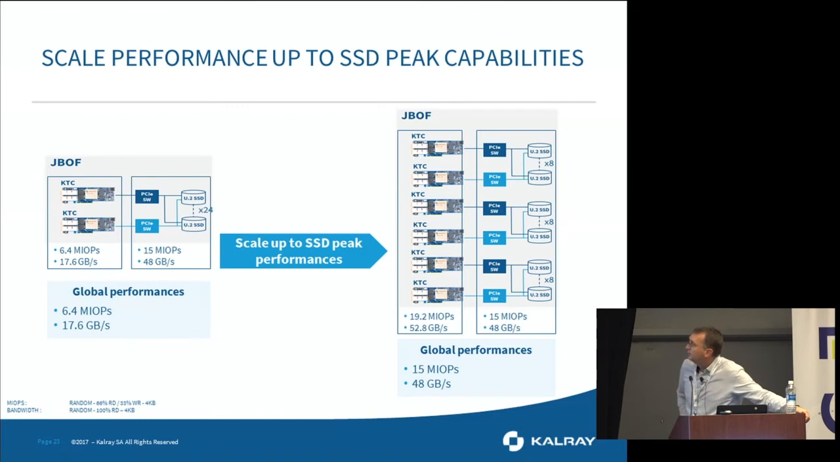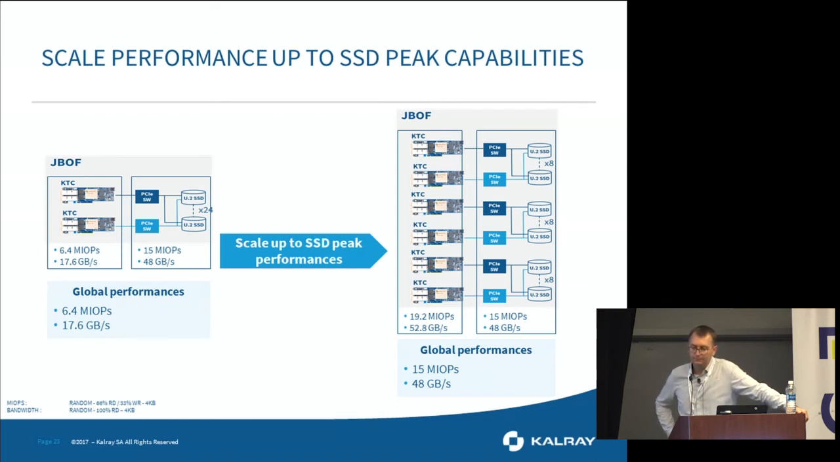You can scale the performance of your JBOF up to the SSD peak capabilities. So if you look at the diagram on the left, at what kind of performance can be delivered by a typical 24-SSD JBOF, you can have up to 15 million IOPS or 48 gigabytes per second. Million IOPS are given in the use case of 67% read and 33% write in random access, and bandwidth is given in sequential access, 100% read. So if you connect only two KTC80, you have 6.4 million IOPS and something like 18 gigabytes per second in total, meaning that this is the connectivity that will be the bottleneck.